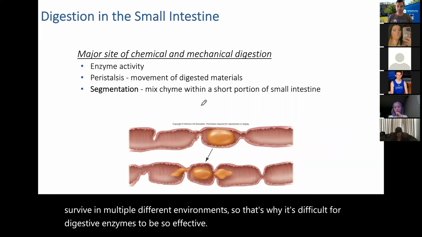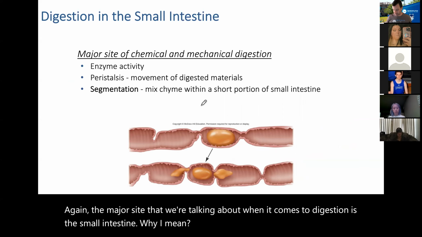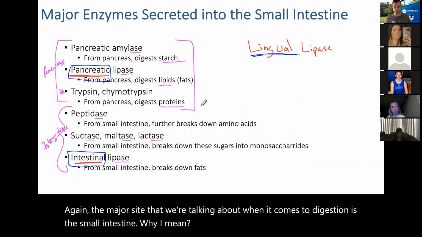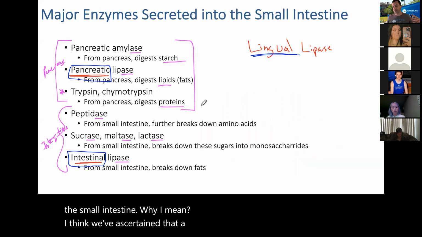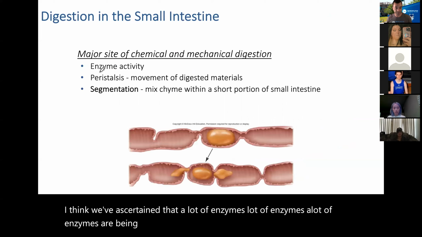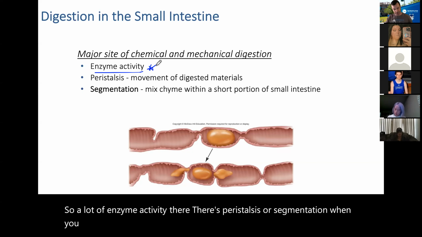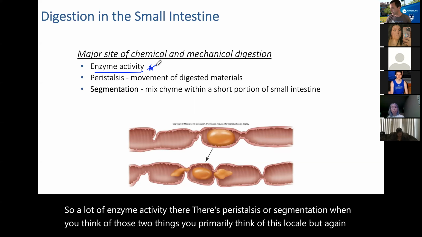Again, the major site that we're talking about when it comes to digestion is the small intestine. Why? I think we've ascertained that. A lot of enzymes are being secreted into it, so a lot of enzyme activity there. There's peristalsis, there's segmentation. When you think of those two things, you primarily think of this locale. But again, it's happening from stem to stern when it comes to the digestive tract.